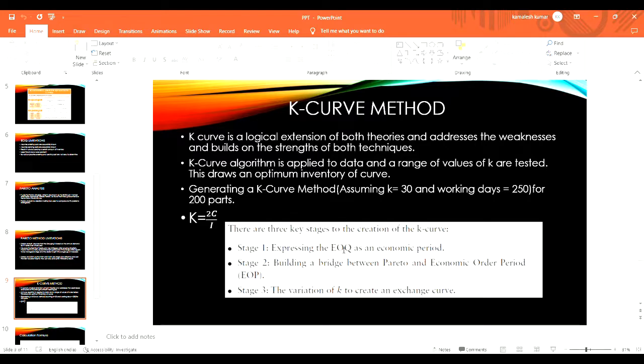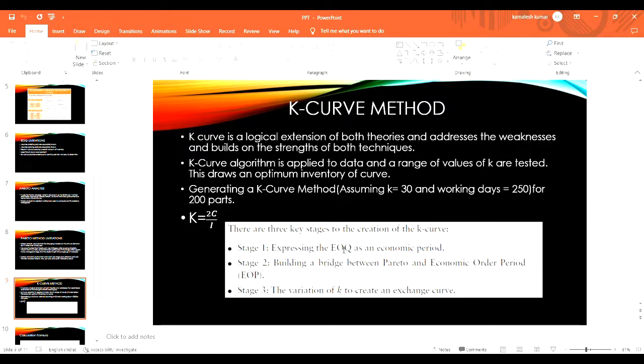we'll be taking an example where the K value is 30, and we'll be assuming the number of working days to be around 250, and we will be doing this analysis for 200 parts. Basically this K value is varying from 1 to 100, and this K is nothing but a constant, and K is equal to 2C by I.